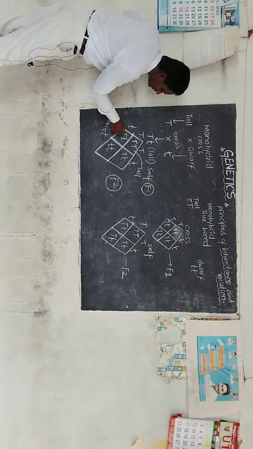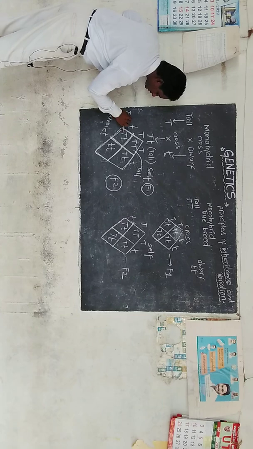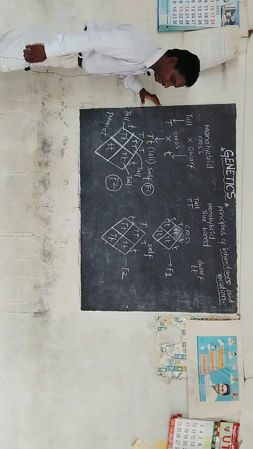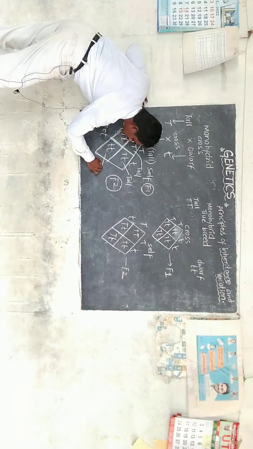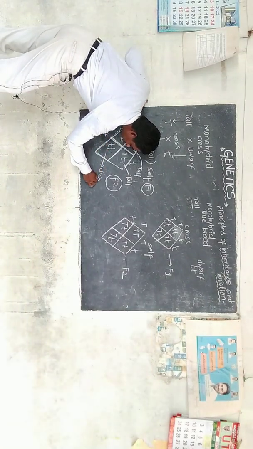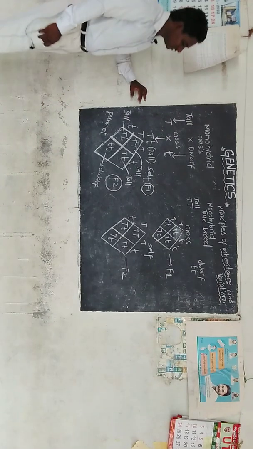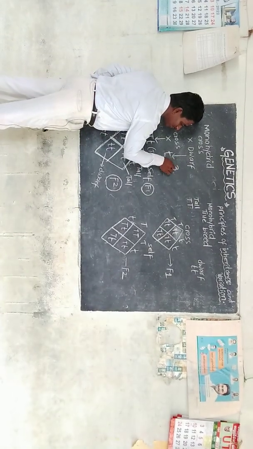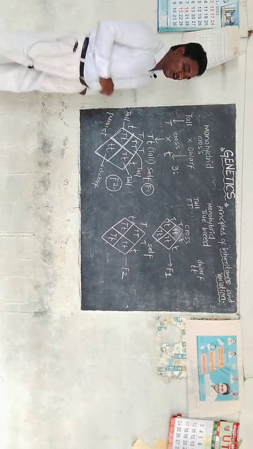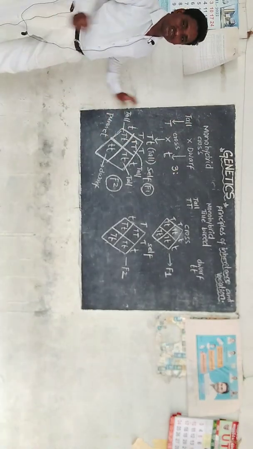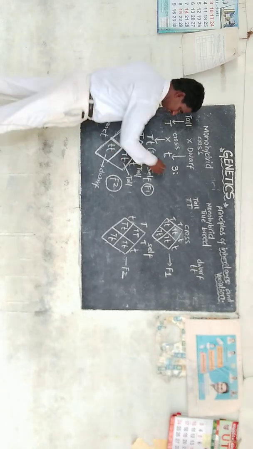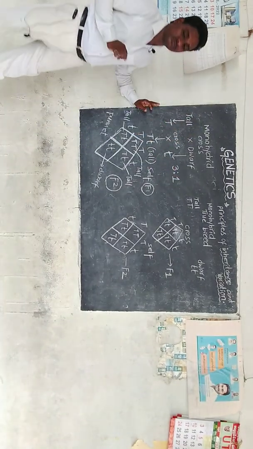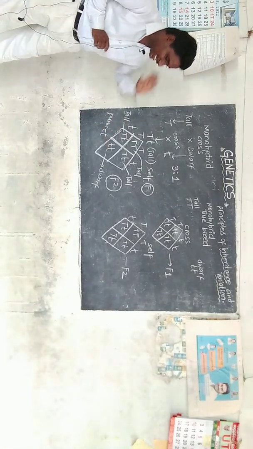Even though TT, this is also a tall plant. And capital T, small t, this is also a tall plant. But small t is responsible for the dwarfness of the plant. So how many tall plants are produced? Three tall plants are produced. How many dwarf plants are produced? One dwarf plant is produced. This is called the phenotype ratio in the second generation.